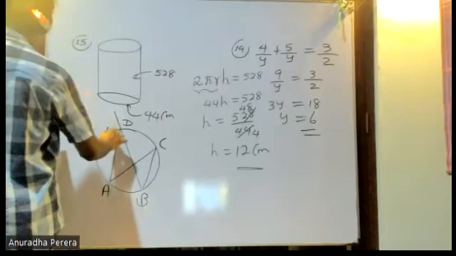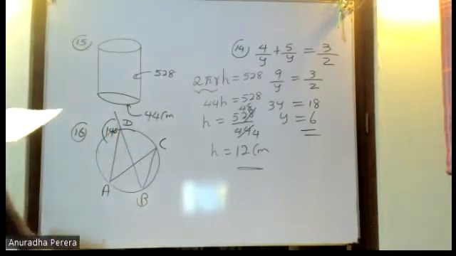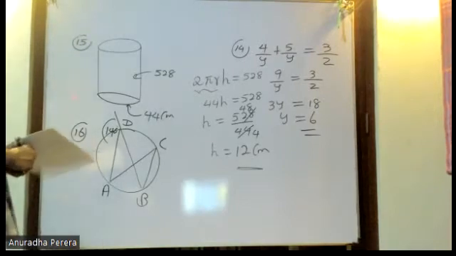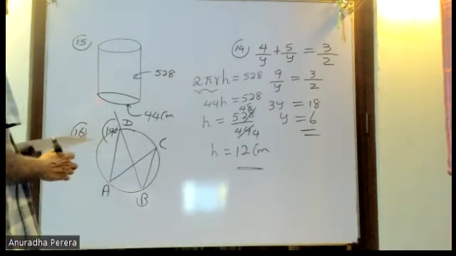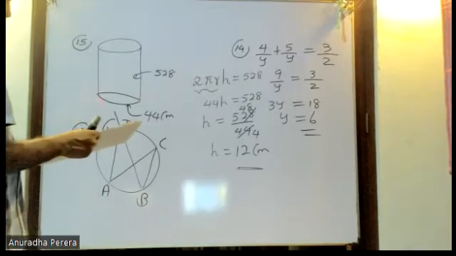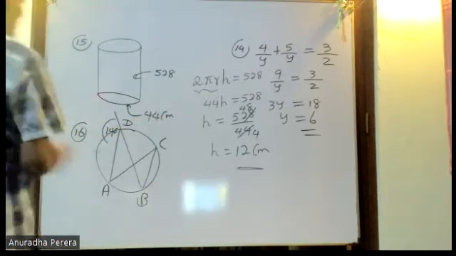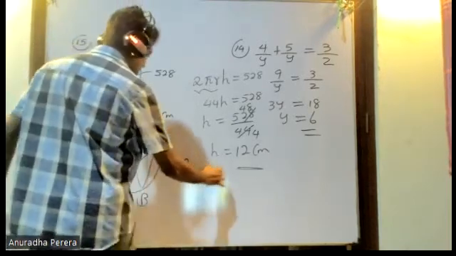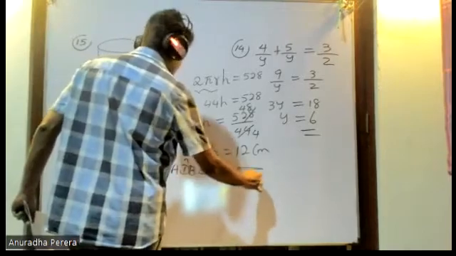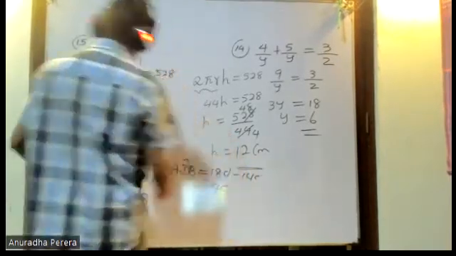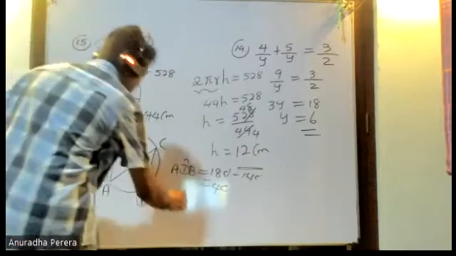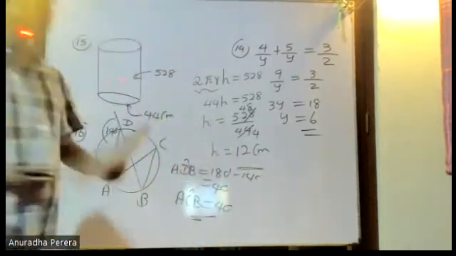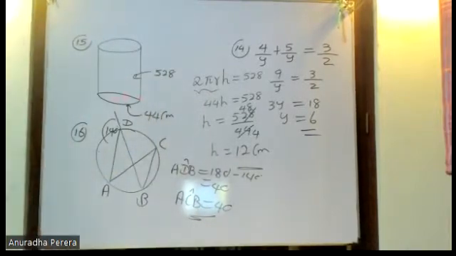This one is 140 degrees. The points A, B, C, D lie on the circle. Determine the magnitude of ACB. We need ACB. Yes. ADB can be determined. ADB equals 180 minus 140, which is 40 degrees. You know, ADB equals ACB. Therefore, ACB is also 40 degrees.